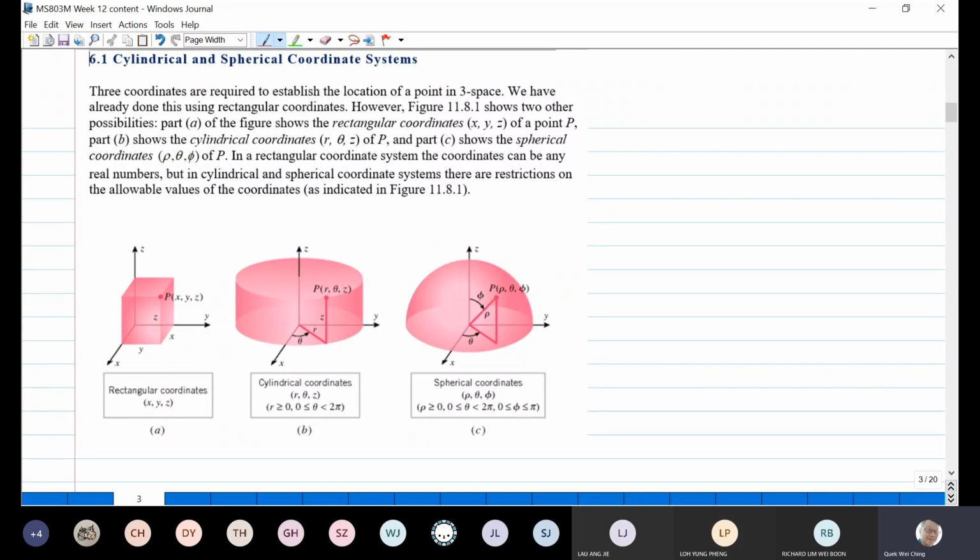So this chapter I'm introducing the cylindrical and spherical coordinate systems. Now, this chapter usually was an e-learning topic, which means students just do the e-learning themselves. But I think we have extra time, so let's try to teach this topic for one week.